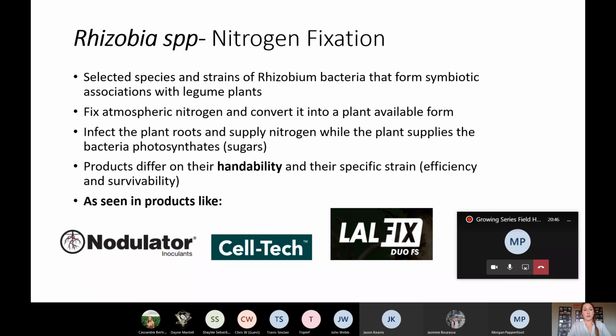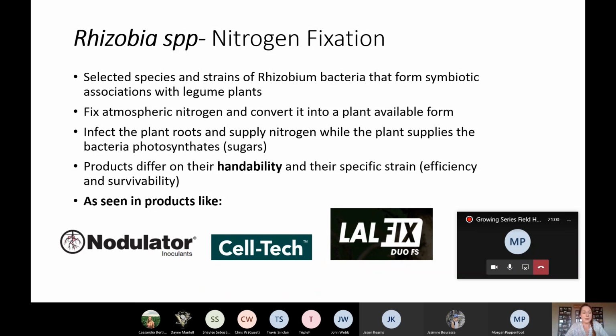This product is really, really nice to handle. We started to look for something because guys were having problems with either product, depending on their drill, depending on the humidity, things like that. And so we've started to play with this Lallemand product as well.